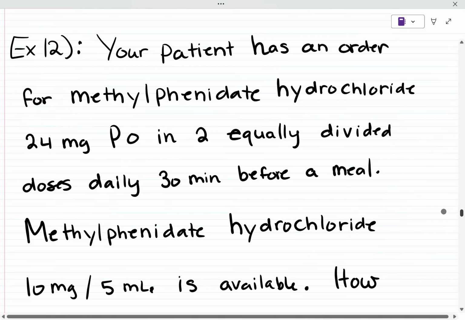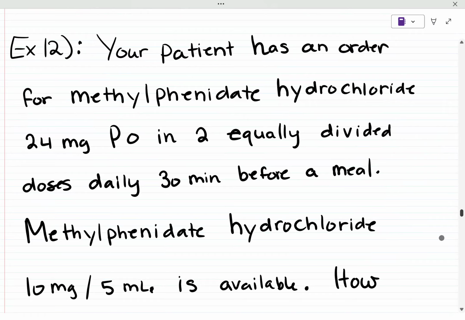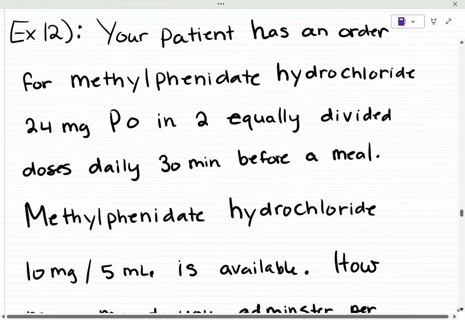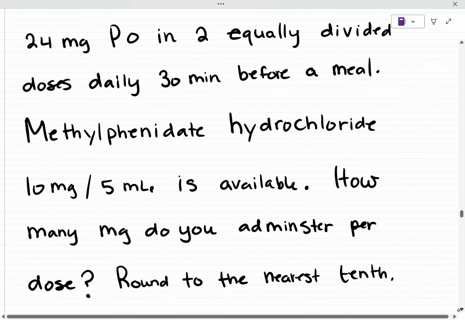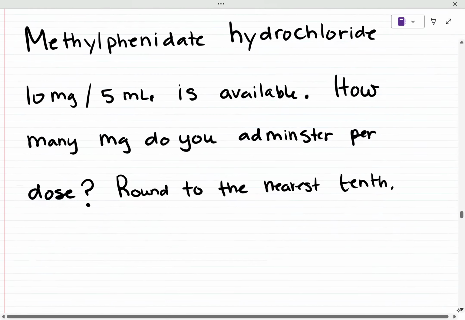Question 12. Example 12 reads as an order for methylbenactyzium hydrochloride, 24 mg/kg in two equally divided doses daily, 30 minutes before a meal. Methylbenactyzium hydrochloride 10 milligrams per 5 milliliters is available. How many milligrams to administer per dose, rounded to the nearest tenth?